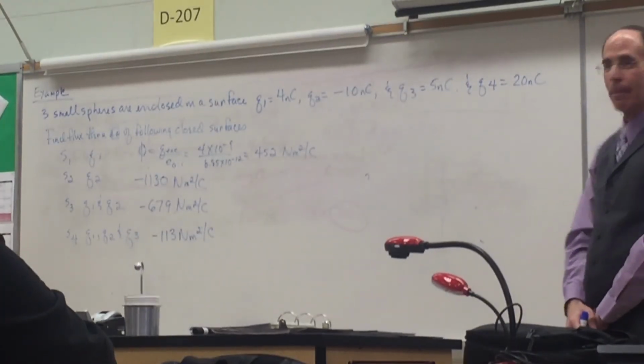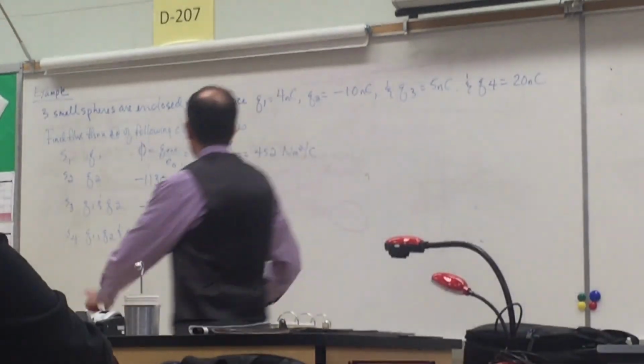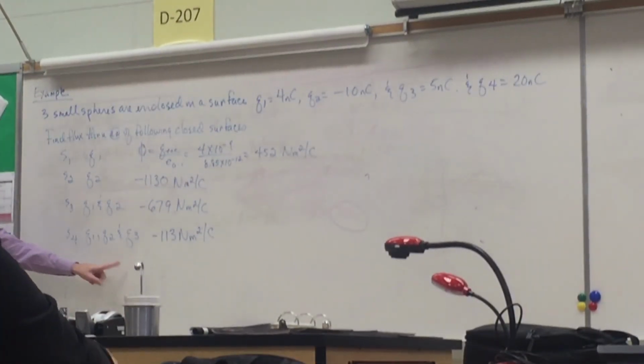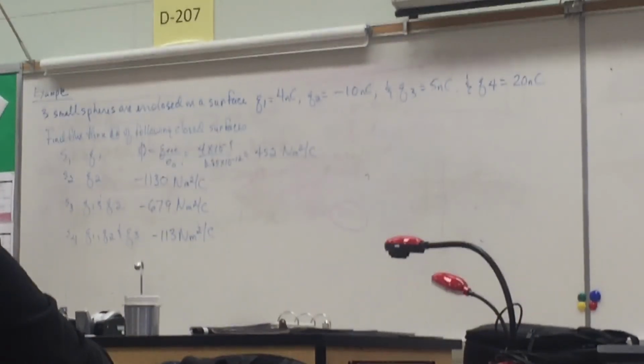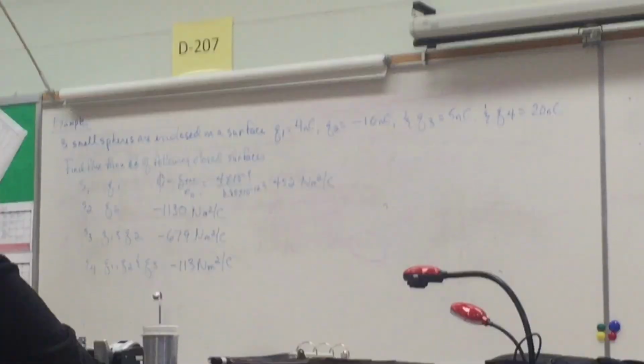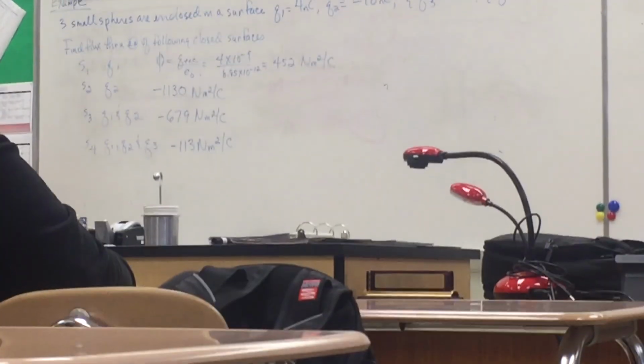Well, how would we know which ones are in? Well, because he added a Q4, 20 nanocoulombs. It's not in the surface? It's not contained within any of the surfaces he gave us. So, I mean, it's in the vicinity, it's floating around out there, but it's not relevant.